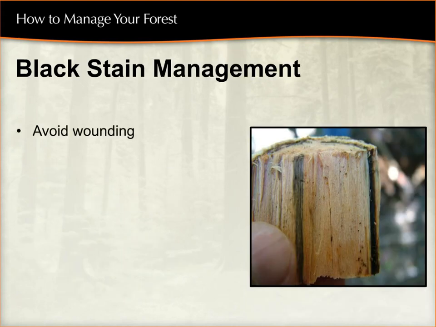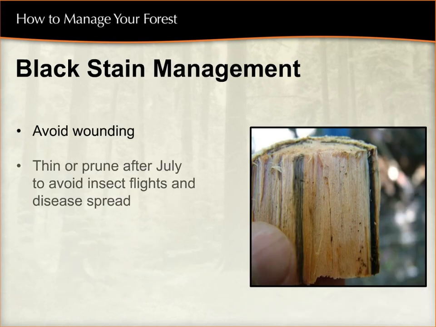To minimize black stain problems, avoid wounding the trees, and, if thinning or pruning in your stand, delay those activities until after July in order to avoid the insect vectors which spread the disease. And long term, you could consider favoring resistant tree species.